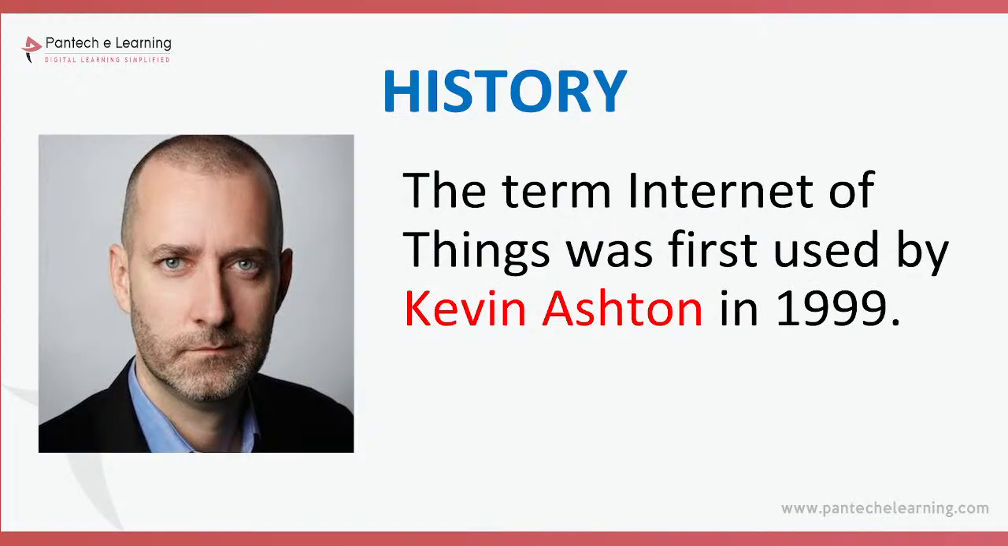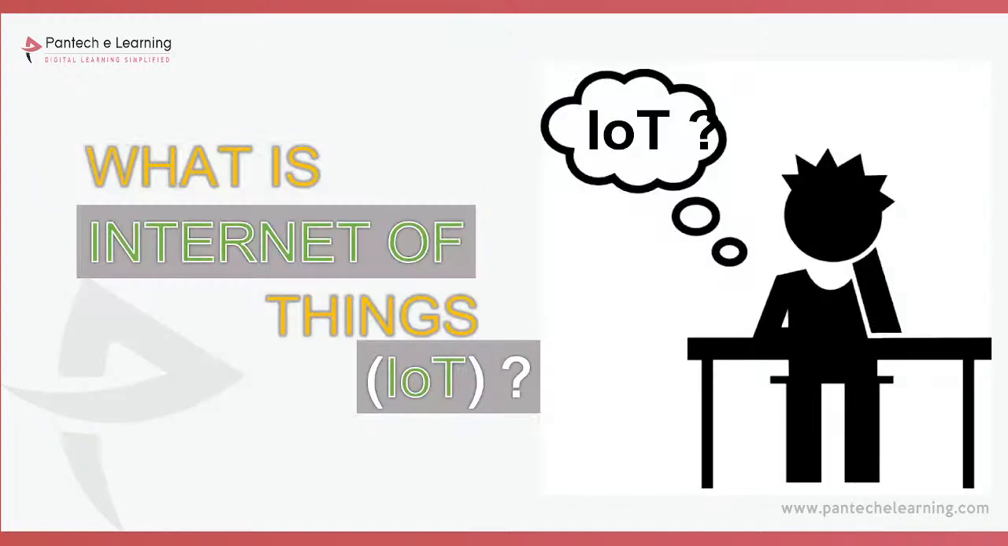So history, if you take IoT, who coined the word? The term Internet of Things was first used by Kevin Ashton in 1999. He is the first guy who coined the word IoT, Internet of Things, in 1999. So what is Internet of Things? First of all, Internet of Things is not a single word. It is two words: Internet with Things. So the things that are connected to internet are called IoT devices.